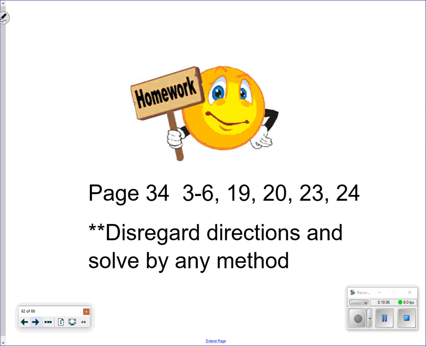Your homework assignment is out of the book, but disregard the directions and do the questions the way I told you to do it. You can do elimination or substitution, but do them the way I showed you in the notes. Don't do it the way the directions say in the book.